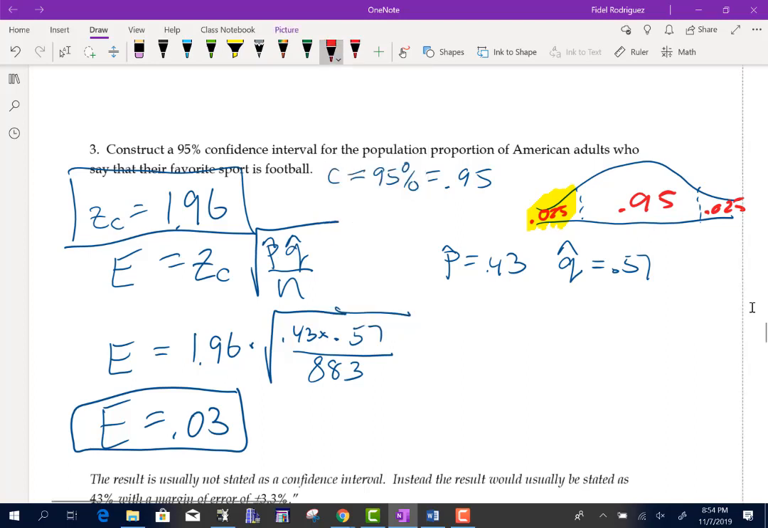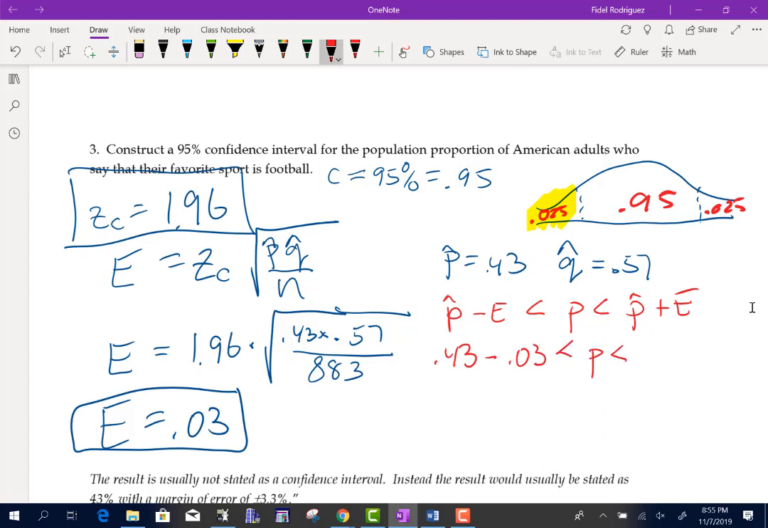There we go. P hat minus E, P hat plus E. Okay, P hat, what's in P hat? 0.43 minus 0.03 and 0.43 plus 0.03. Okay. So you're coming up with 0.40 and 0.46. Does that seem reasonable? Yeah, we're good?